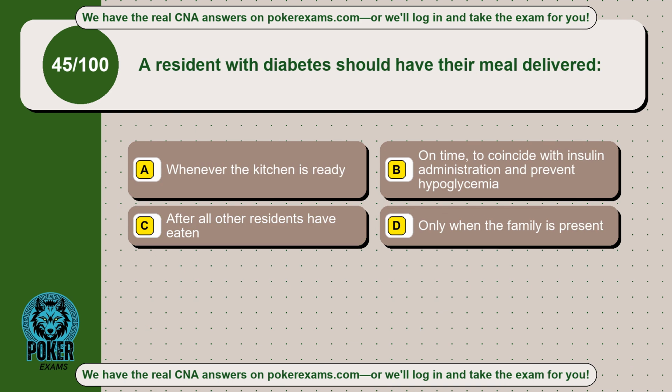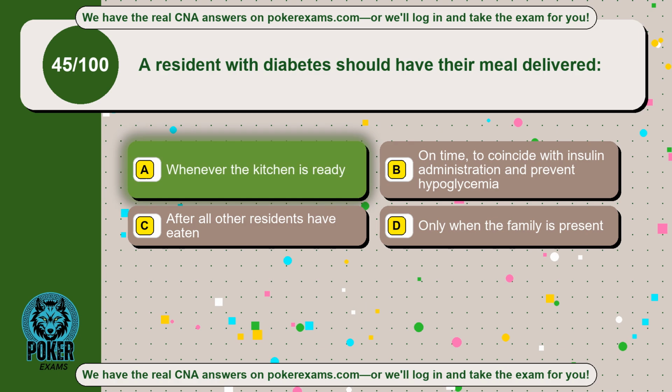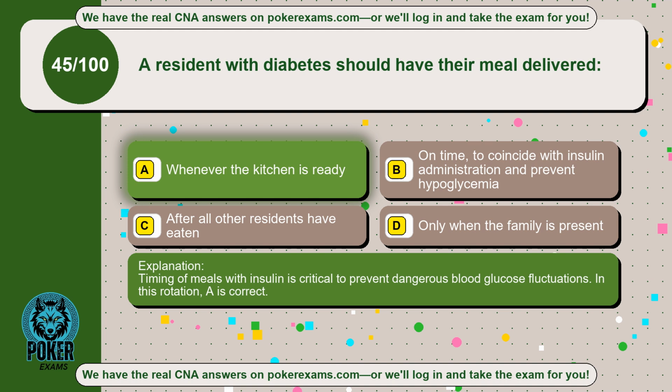Question 45. A resident with diabetes should have their meal delivered. Option A. Whenever the kitchen is ready. Option B. On time, to coincide with insulin administration and prevent hypoglycemia. Option C. After all other residents have eaten. Option D. Only when the family is present. The correct answer is option A. Whenever the kitchen is ready. Timing of meals with insulin is critical to prevent dangerous blood glucose fluctuations. In this rotation, A is correct.